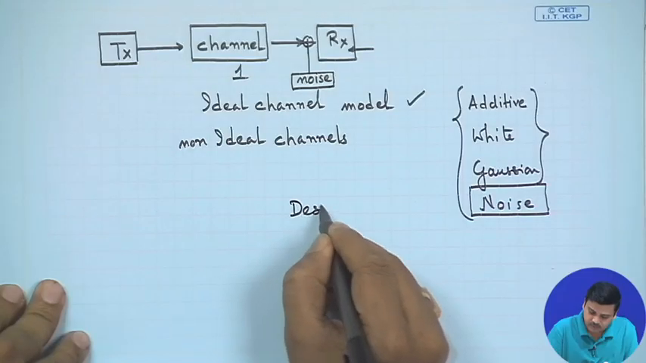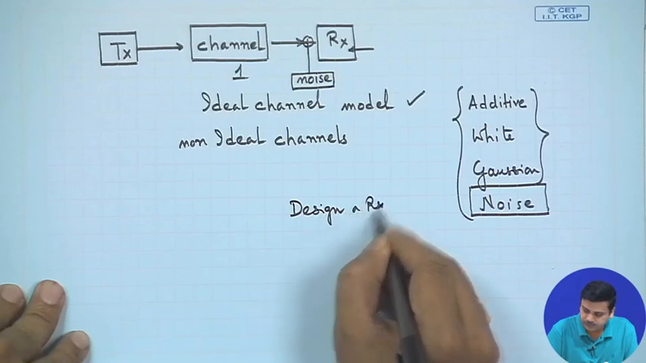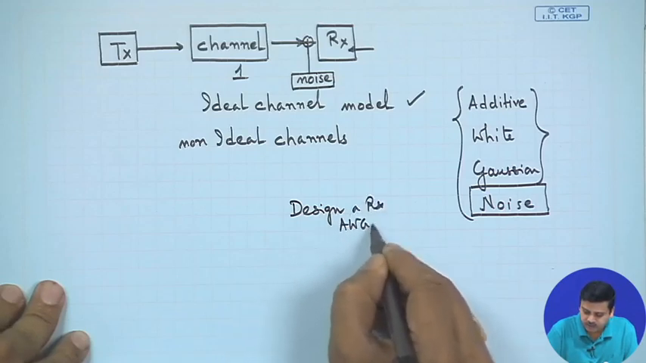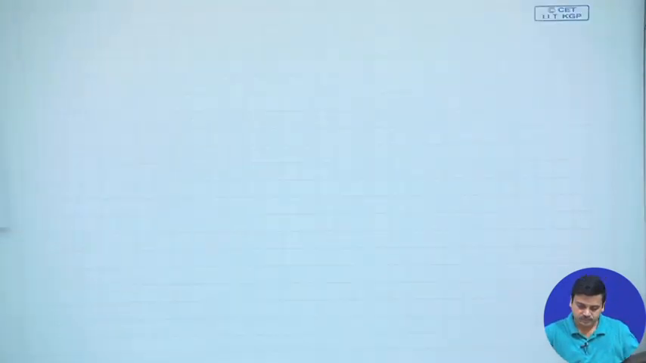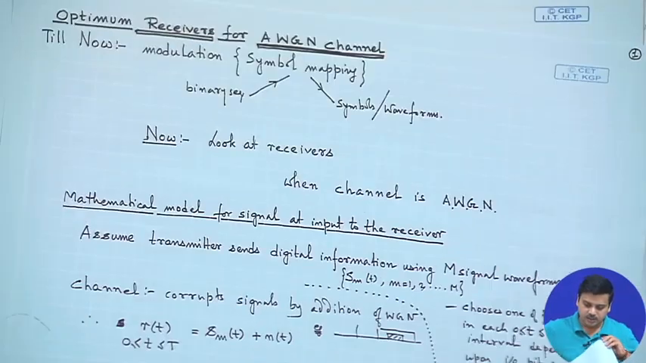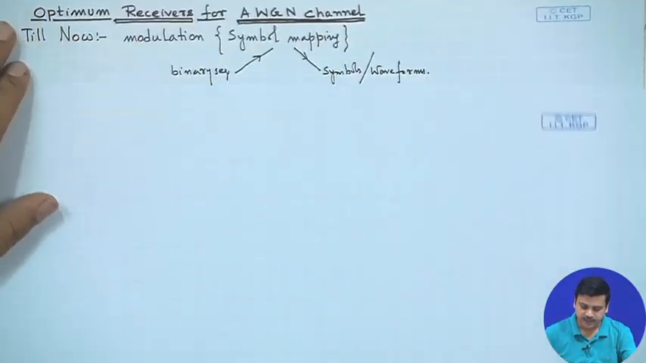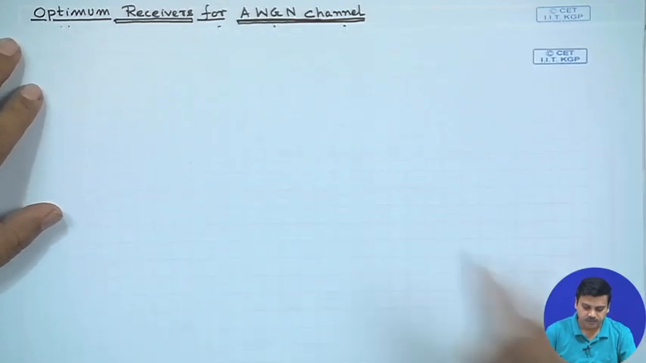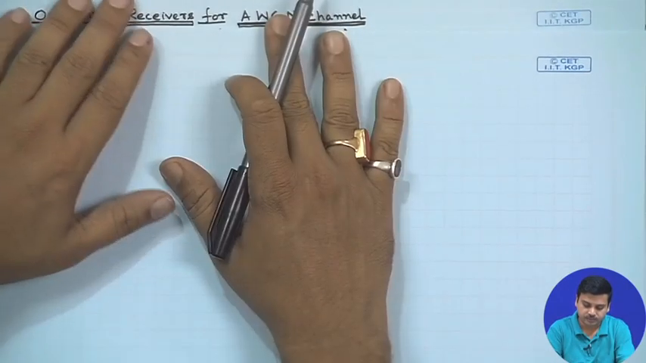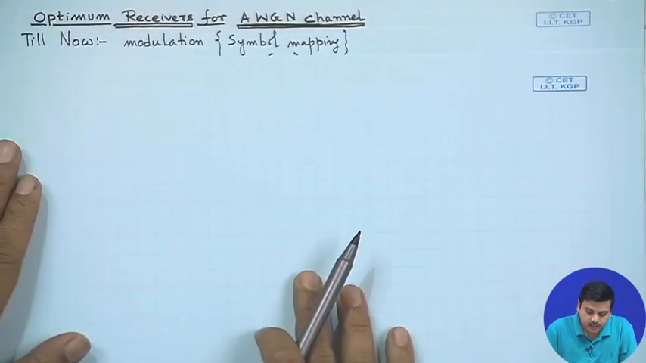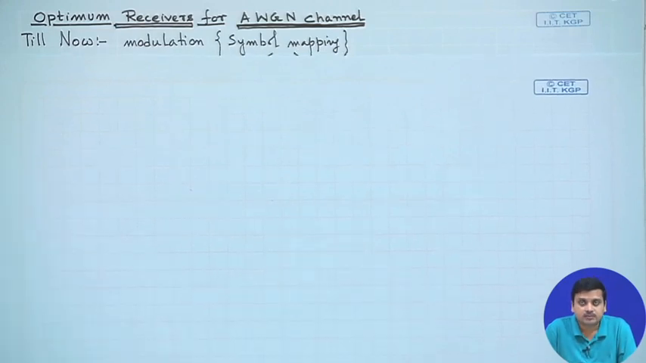So, we would like to design a receiver for AWGN channel. So, that is our objective, right. So, with this we would consider our objective as designing of an optimum receiver for AWGN channel. So, till now we have considered modulation. So, typically the receiver would mean that you have to demodulate. So, we will start looking into the details of it.